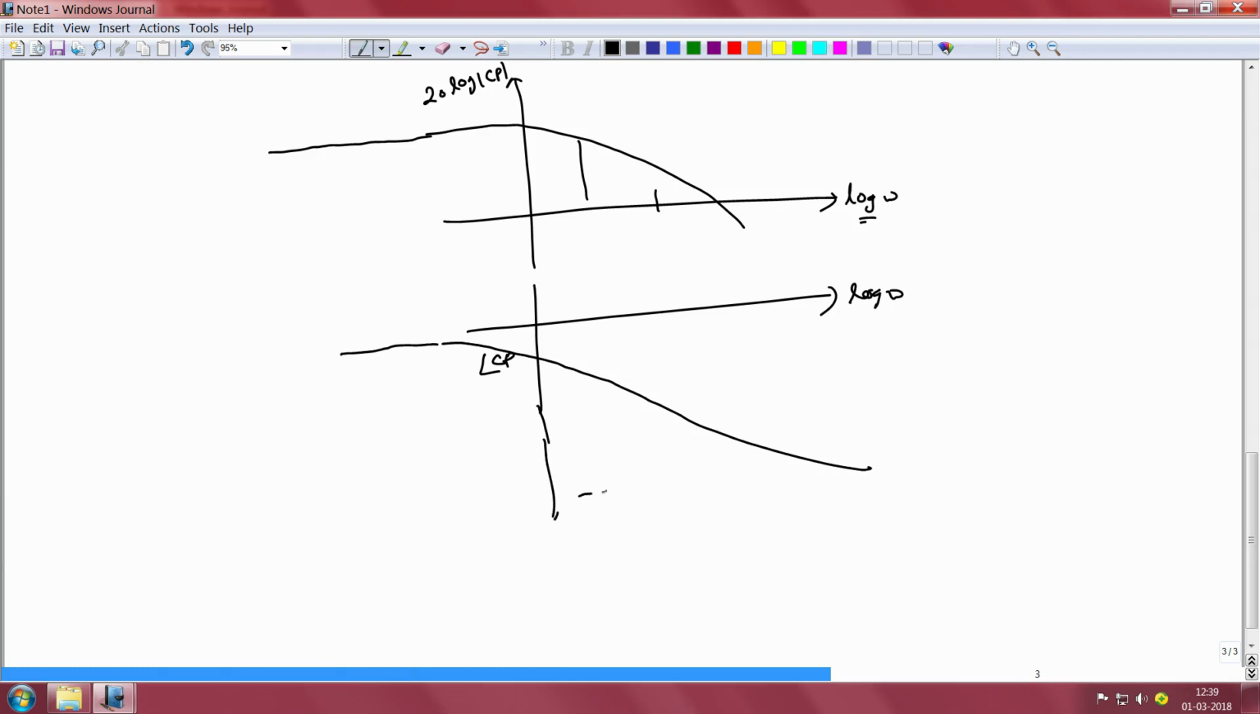Now there would be a frequency at which the phase crosses minus 180 degrees, so this is minus pi radian, and that frequency, the frequency at which it crosses minus 180 degrees, is called the phase crossover frequency. Likewise, there is a frequency at which the magnitude curve crosses 0 dB, or in other words the magnitude of C times P is equal to 1, and that frequency is called the gain crossover frequency.